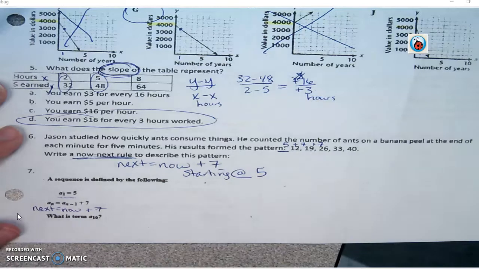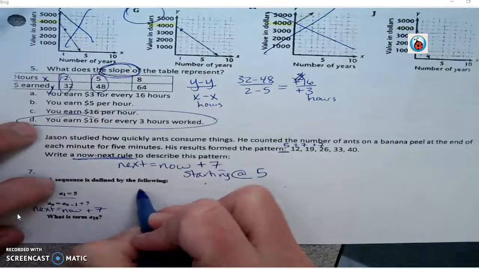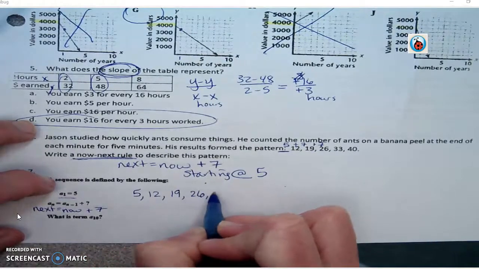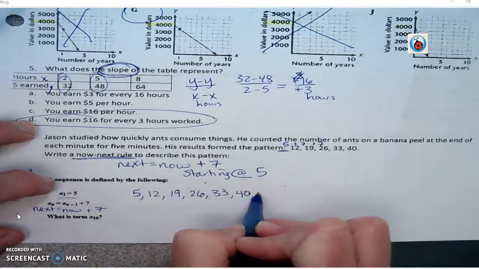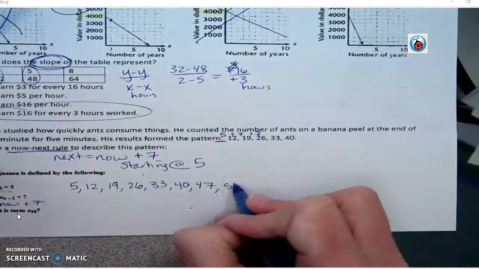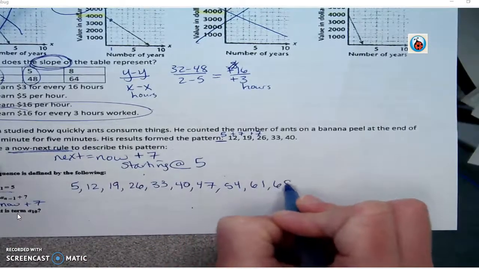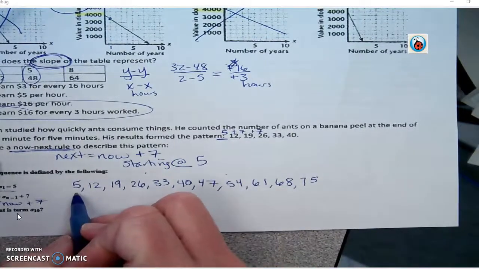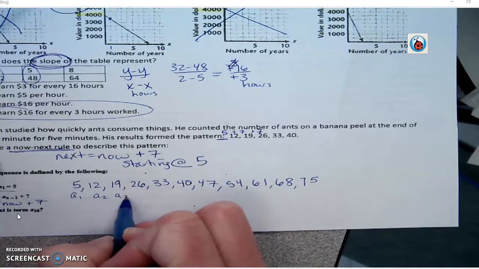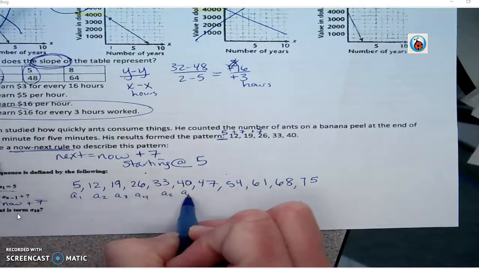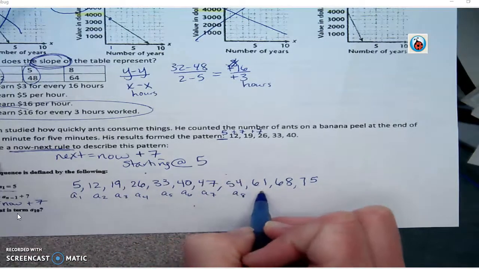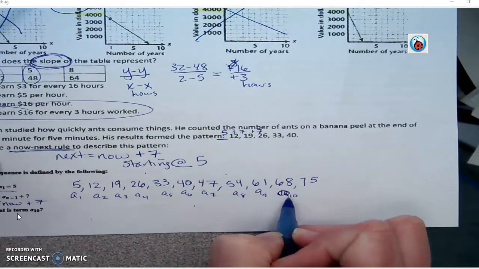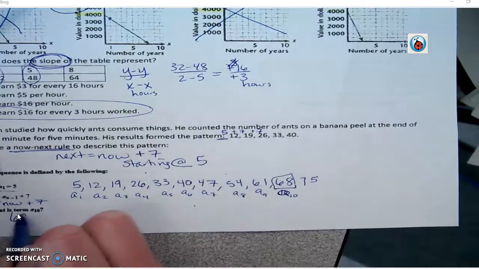We have a couple ways to do this. You can do it the long way. The first term is 5, and you're adding 7 every time. So 12, 19, 26, 33, 40, 47, 54, 61, 68, 75. So this was the first term, second term, third term, fourth term, fifth term, sixth term, seventh term, eighth term, ninth term, 10th term. So your 10th term is 68.